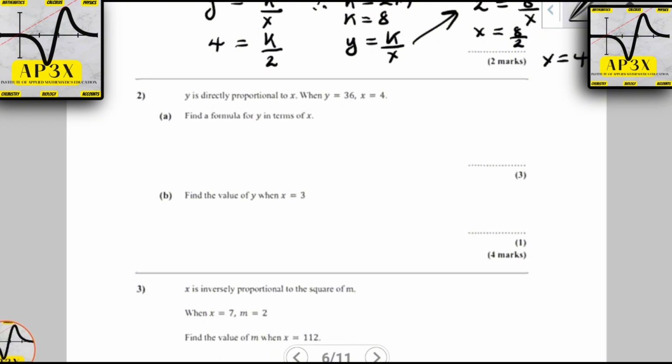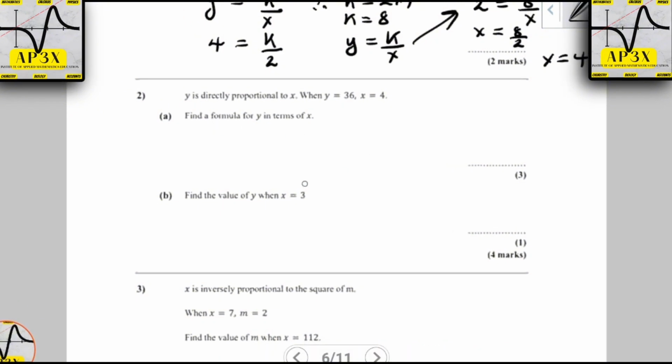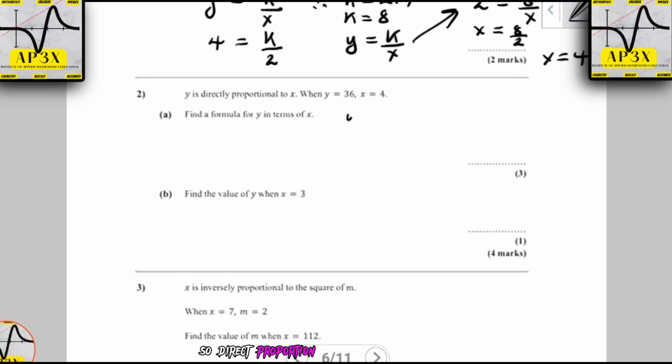All right, and here's an example that asks us to write our formula. Y varies directly, or y is directly proportional to x when y is 36 and x is 4. Find a formula for y in terms of x. So direct proportion is y is equal to k multiplied by x. That answers this particular question here. That's the relationship. Okay. So then we'll find the value of y when x is 3.